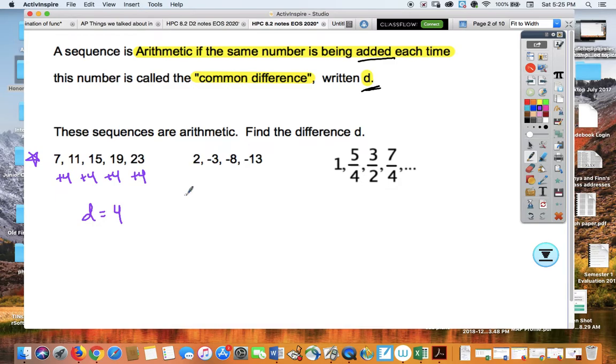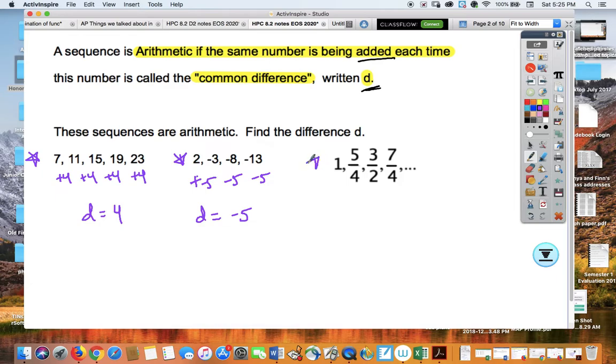Over here, what are you adding each time? Well, you notice the numbers are getting smaller, so that means we must be adding a negative. So 2 plus negative what? 2 plus negative 5 would make a negative 3. Plus negative 5 more would make a negative 8. Plus a negative 5 more would be a negative 13. And yes, you can think of it as subtracting 5. But just realize that your common difference would be a negative number. So bottom line, if you're subtracting each time the same amount, D would be negative.